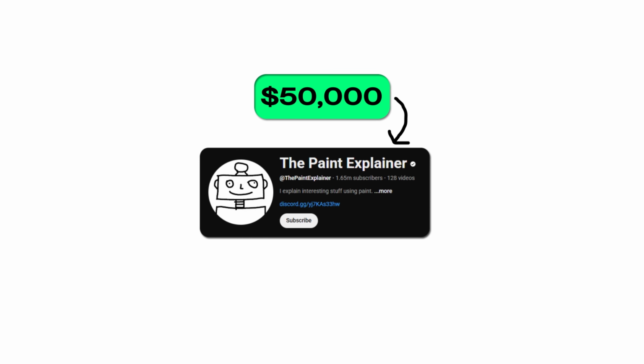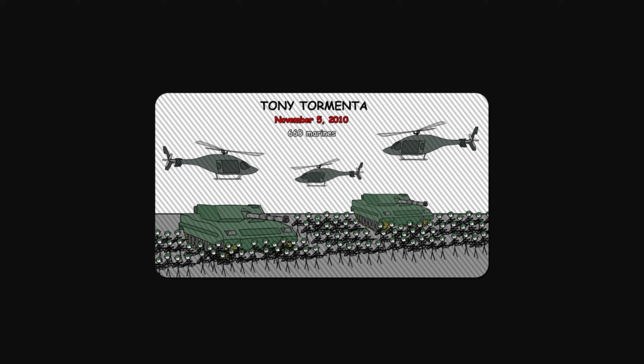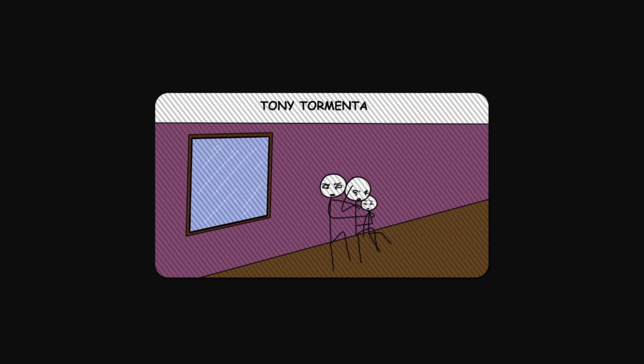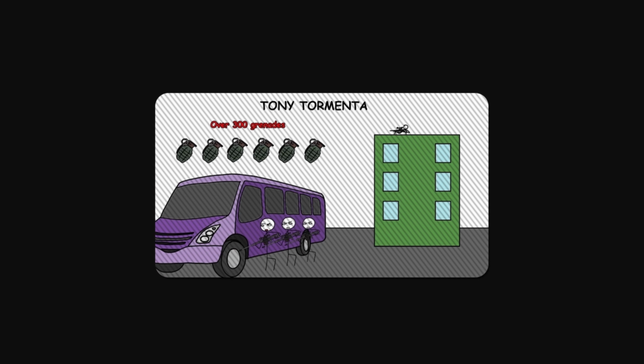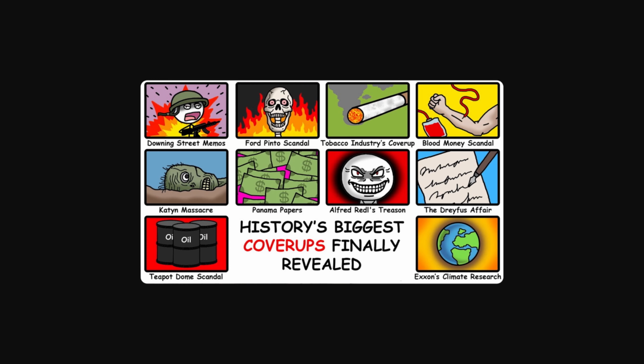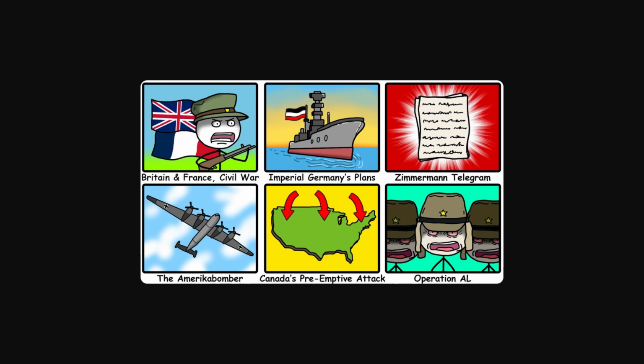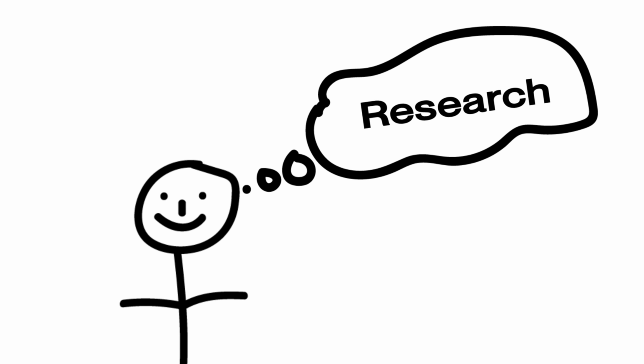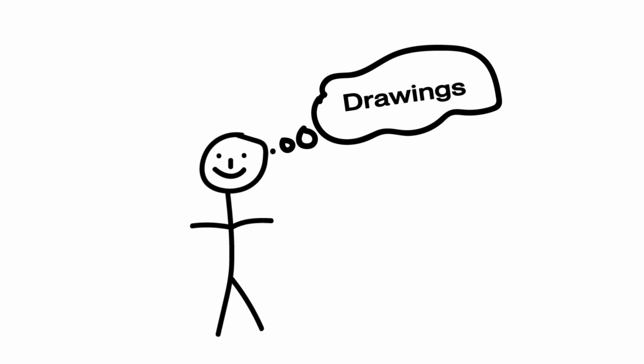Number 8. Paint explainers. This creator is making $50,000 a month by just showing deaths of people and explaining difficult things in a very unique and simple way. The idea is to take intriguing topics, history, mysteries, big events, how someone died, and distill them visually using paint-style illustrations. The research, ideas, and drawings are made by real people.